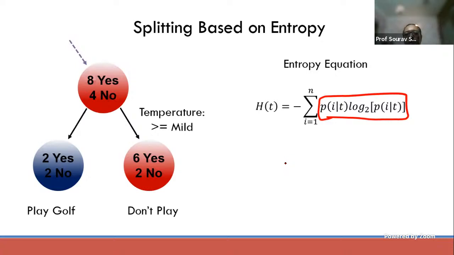You sum up all the proportions and log to the base 2 of that particular proportion. So this one, the entropy would be 8 by 12 log of 8 by 12 plus 4 by 12 log of 4 by 12.